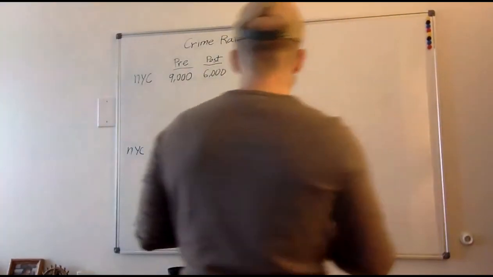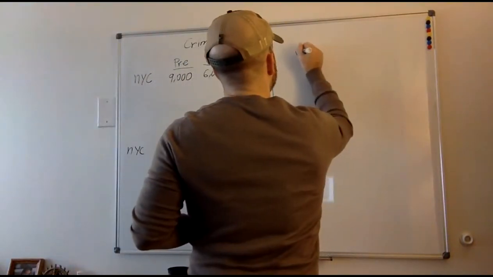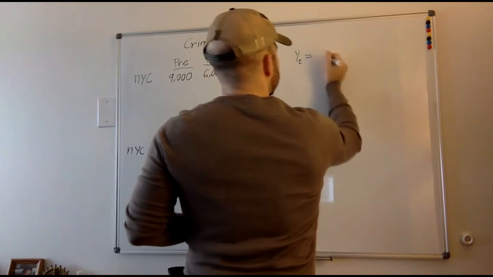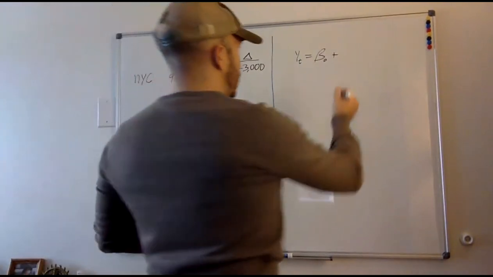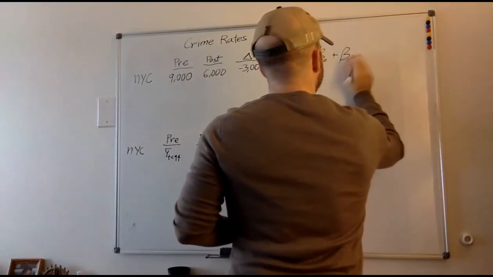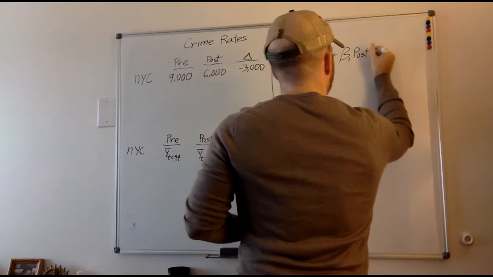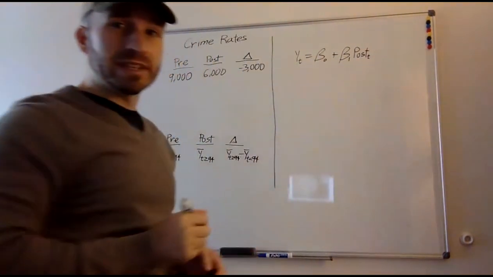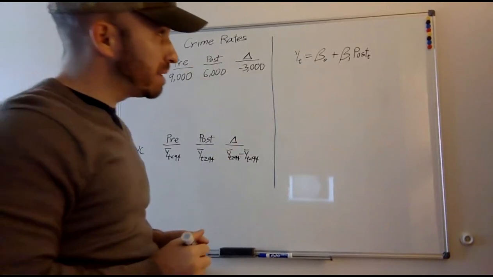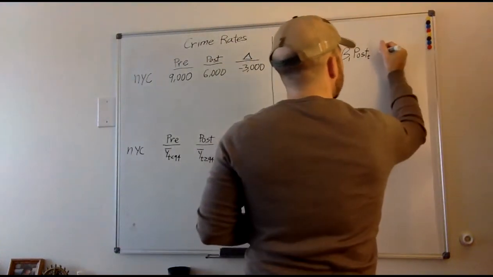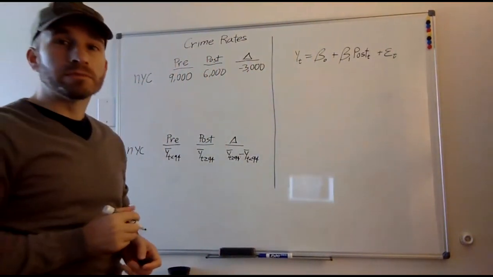Well, think about our regression equation now. Our outcome of interest is crime rates. So the regression equation that we would be setting up here is Y_t equals beta naught, some constant intercept, plus beta 1 times Post_t, just an indicator variable saying, is it after Giuliani and Bratton came into office, or is it still pre-Bratton and Giuliani, and epsilon_t, an error term.